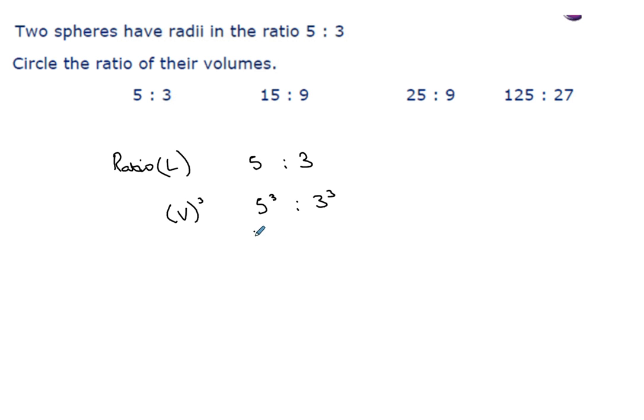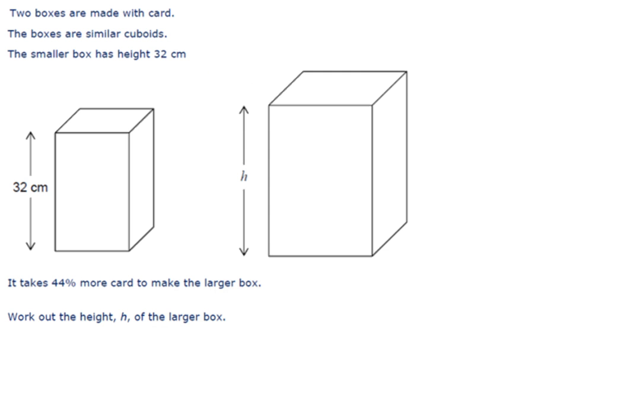And 5 cubed is 125, and 3 cubed is 27. So that's the correct answer. So no matter how the questions are phrased and how they try to make it look a little different, as long as you're following the scale factor of the length, scale factor of area is squared, scale factor of volume is cubed, then you can tell your workings just flow.